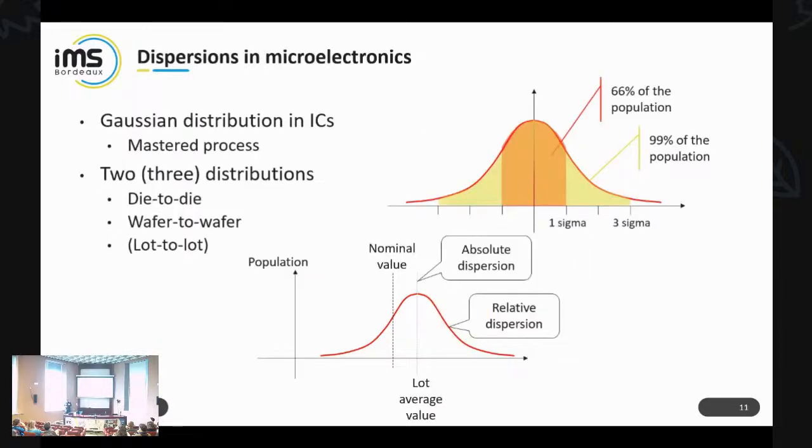But let's focus on microelectronics. And for microelectronics, it is supposed to be a Gaussian distribution because the processes are mastered by the founders, Samsung, STMicroelectronics, NXP. They are experts in their domain. Their technology is very well controlled. So it's a Gaussian distribution. And we have two distributions, at least, but practically speaking, we have three, but we have two for sure.